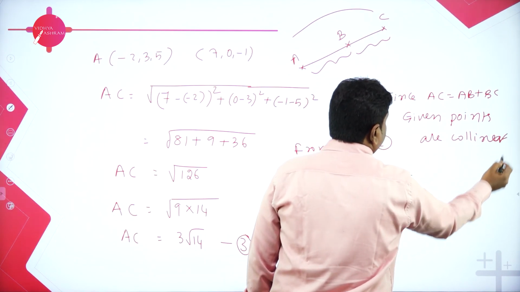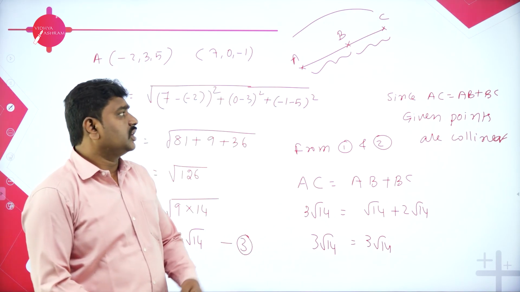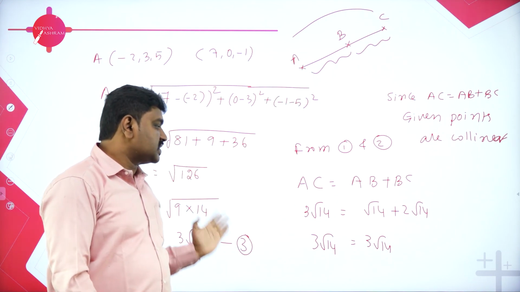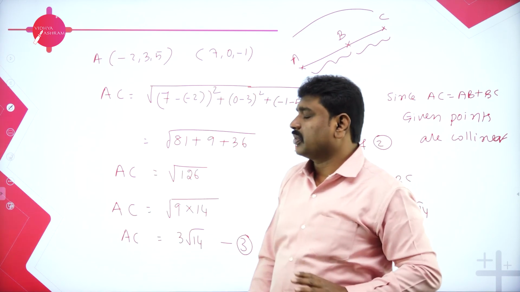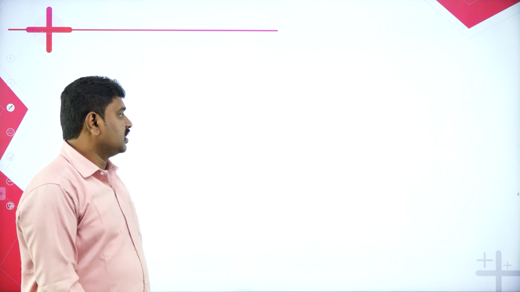They're all collinear. So when can you say points are collinear? We can say points are collinear if the length AC is the same as AB plus BC. Means the longer side should be equal to the sum of the other two sides. Using the distance formula, we can prove 3 points are collinear. Collinear means what? Points lying on the same line. I hope all of you understood this.